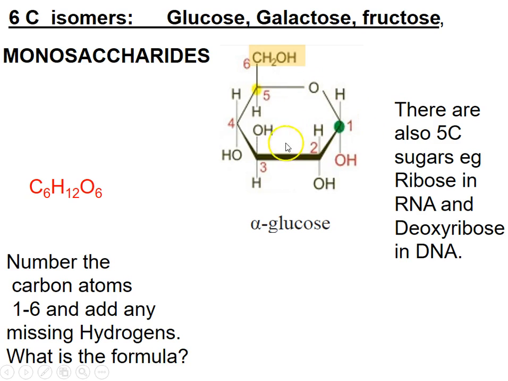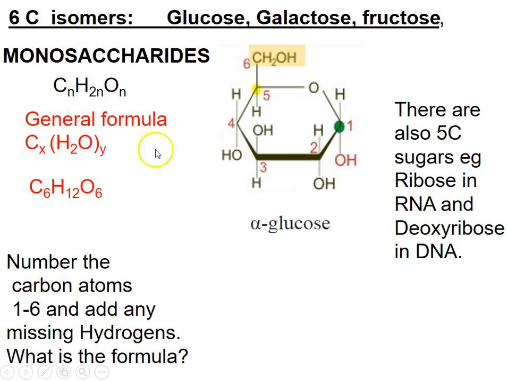This is a 6 carbon monomer, and there are also 5 carbon monomers. The formula for glucose is C6H12O6. The general formula for all monosaccharides, just monosaccharides though, is however many carbons you've got, it's double the hydrogens. So you can see this is double. If you had a 5 carbon sugar, then there'd be 10 hydrogens and 5 oxygens.